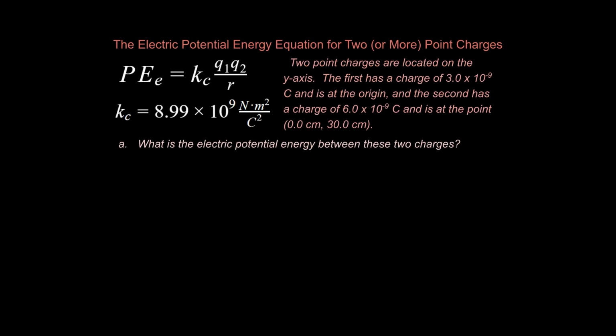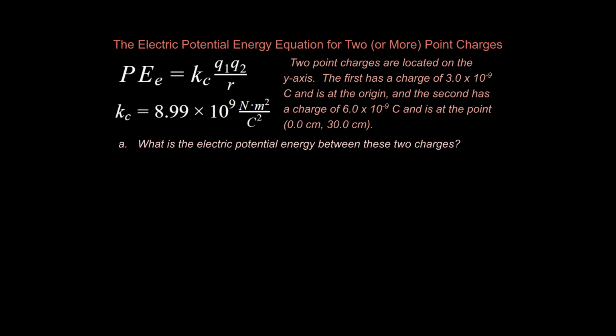All right, and so the problem that we have to work with here, it just says two point charges located on the y-axis. The first charge is a charge of 3.0 times 10 to the negative 9th coulombs, and is at the origin. The second has a charge of 6.0 times 10 to the negative 9th coulombs, and is at the points 0 centimeters, 30 centimeters. All right, our first question is, what is the electric potential energy between these two charges?